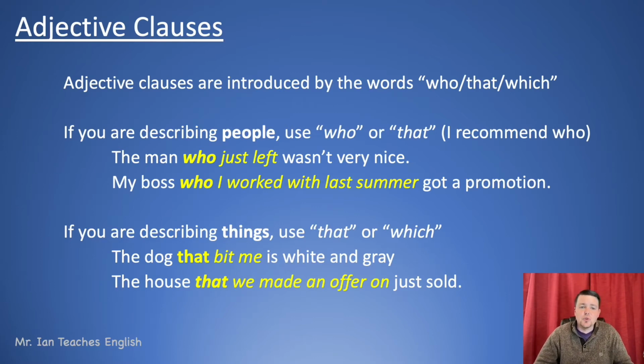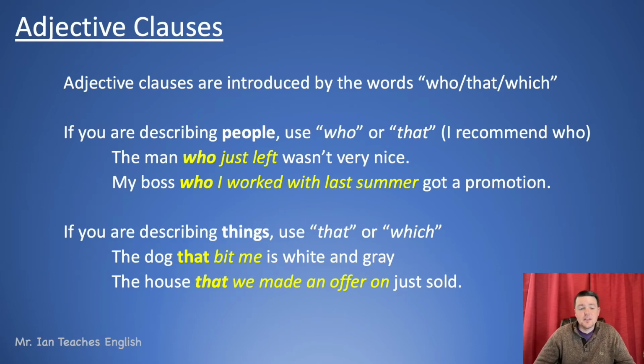So let's look at the examples with people. The man who just left wasn't very nice. We have the adjective clause here in yellow and the main clause in white, and that's important. You'll need to be able to recognize the main clause from the adjective clause. So, who just left, we use who because we are describing man. These adjective clauses come after the noun they describe. The second one, the boss who I worked with last summer got a promotion. The adjective clause, who I worked with last summer, describes boss. Because boss is a person, we use who.